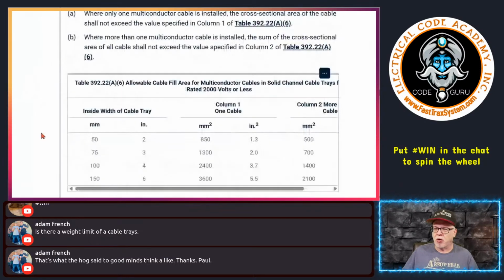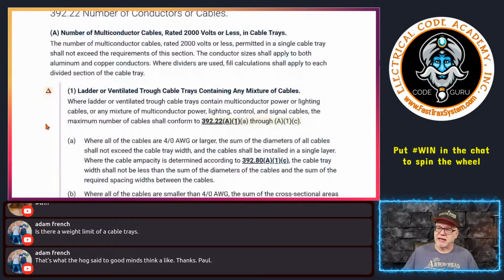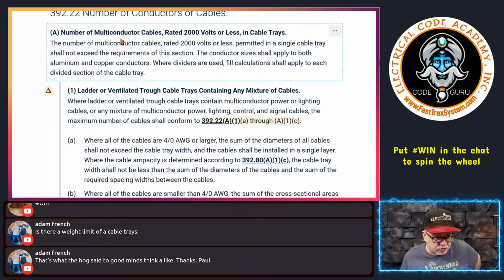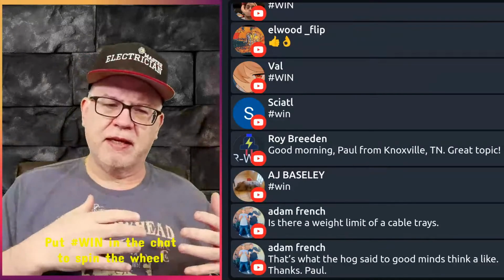Now, let's go back up here and let's talk about right here. So let's talk about cables, okay? Because it is a cable tray after all. Now, remember what I said yesterday when it came to cable trays? I showed you a list of what could be.